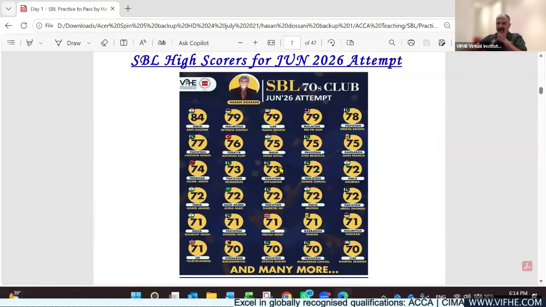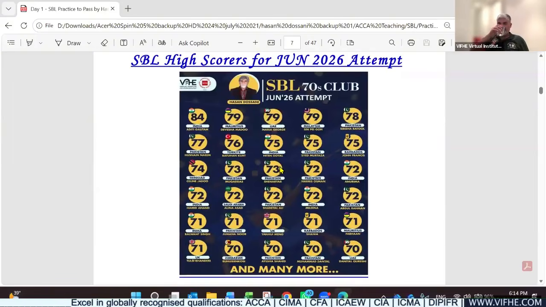So this is a list of high scorers from my previous attempt, which is June 2026. And I call this the SBL 70s Club. What do I mean by 70s Club? These are a few of the students who scored more than 70. And you can see it's a long list of so many students scoring more than 70, the highest being 84.